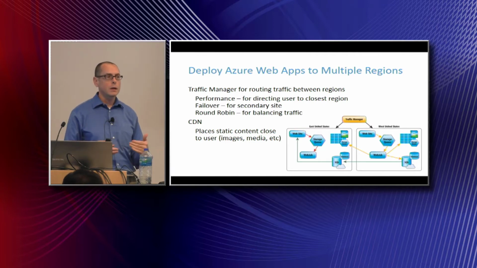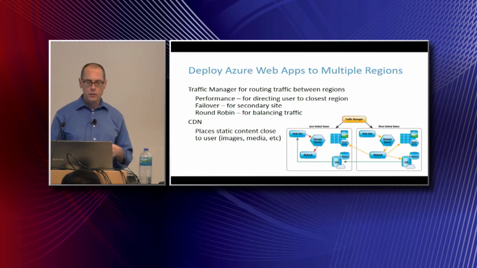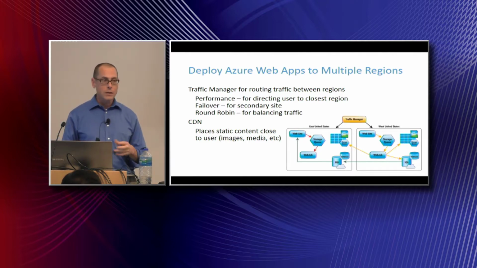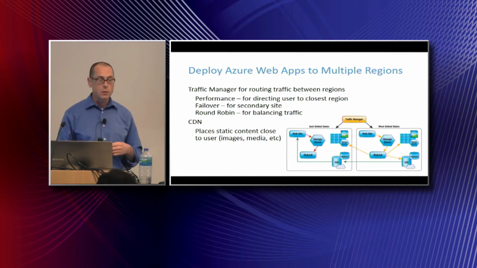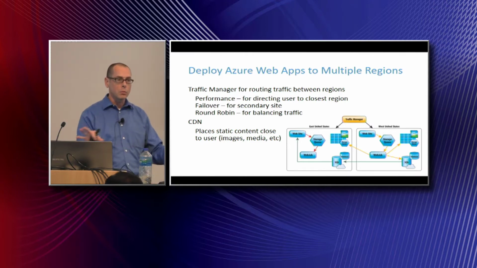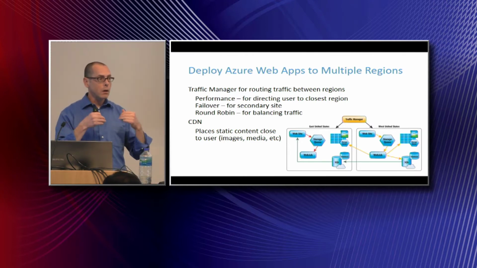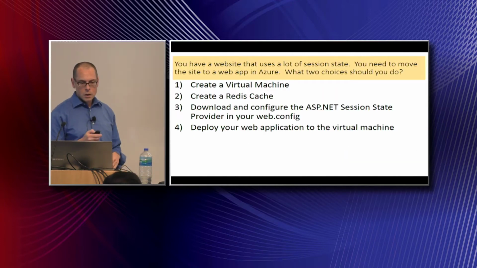CDN is another way to get your static data, like images, HTML files, media, that sort of thing, closer to the end user, so that it responds faster. It responds faster because it spreads everything out across the endpoints, which means there is more throughput for your application because it spreads things out. Scales better.